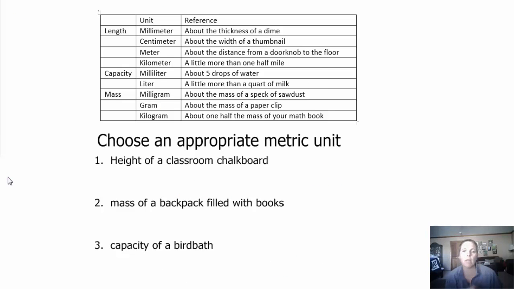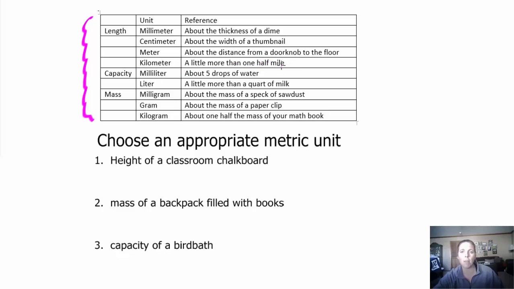Okay, so another thing we're going to do with this is you kind of have to decide, you have to choose an appropriate metric unit. So up here, and I think I'm going to hand this out to you guys too, this is in your book as well. It just gives you an idea, again, since we're not used to it. Okay, so a millimeter is really, really small, and that is about the thickness of a dime. A centimeter about the width of a thumbnail. A meter about the distance from a doorknob to the floor, so about half the size of a door, you could think. Kilometer, a little more than 1/2 a mile.